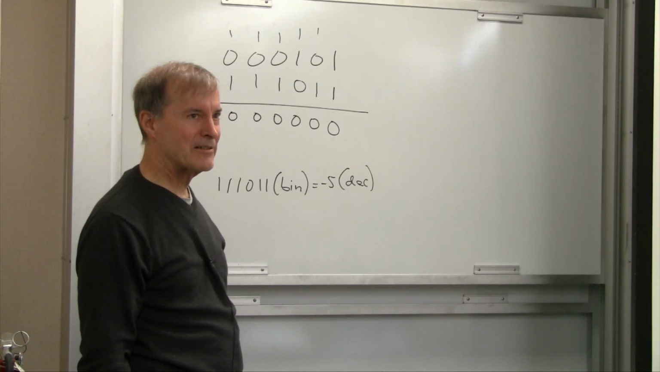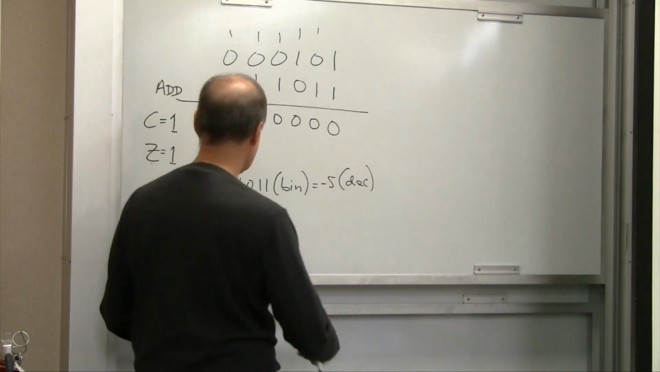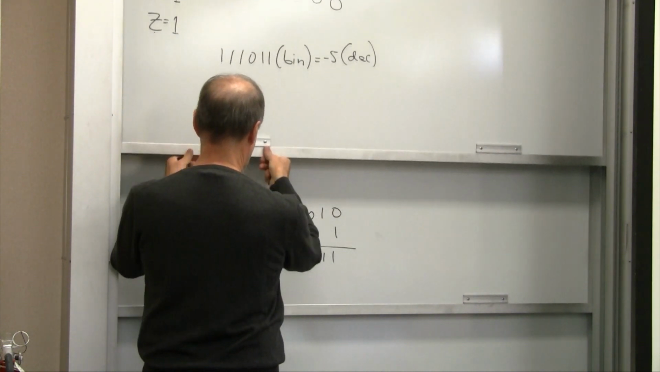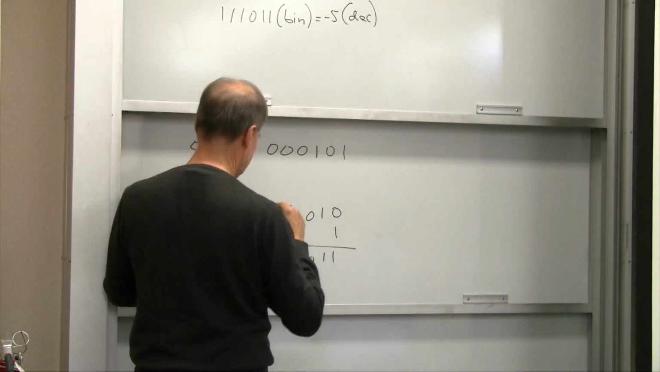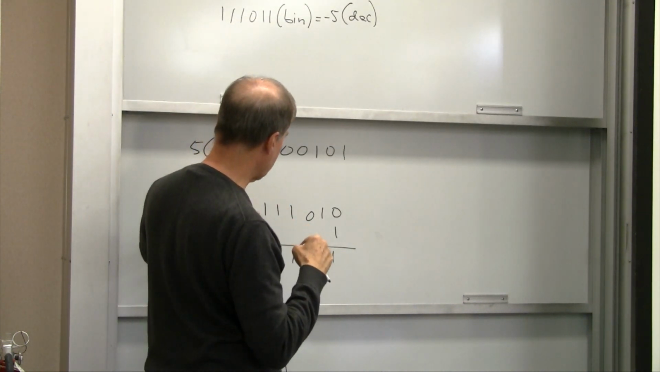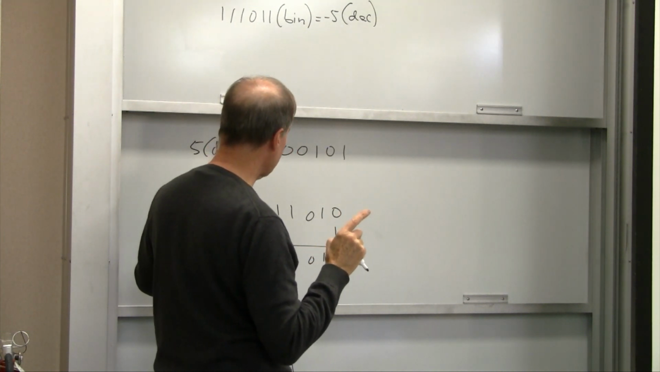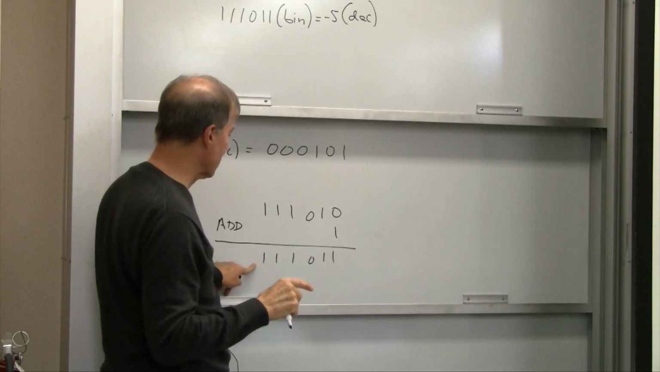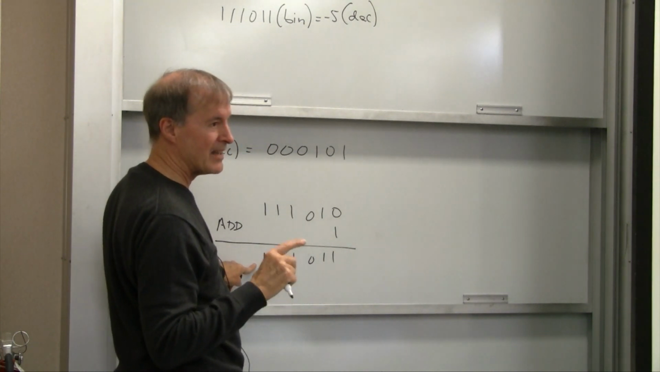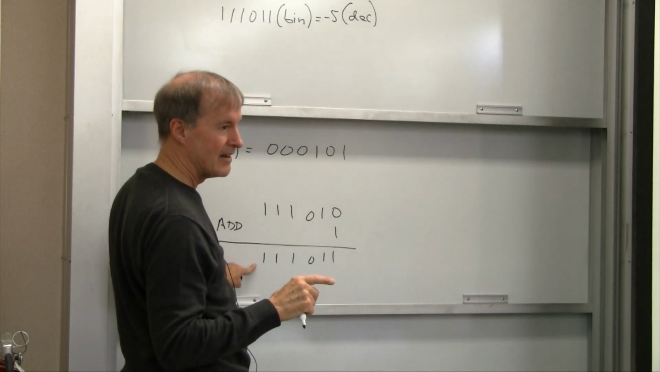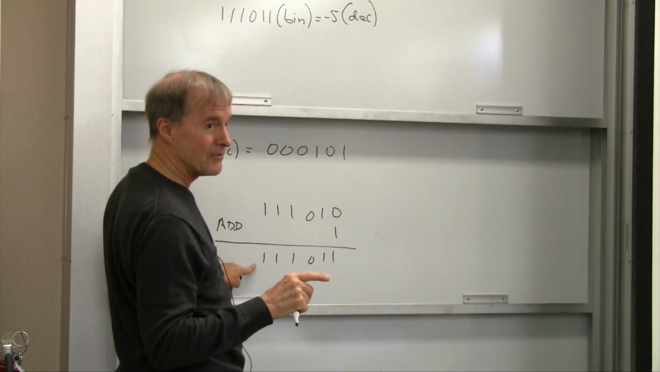You see that pattern? Are you with me on that? Okay. So this is negative 5. You flip the bits, you add 1, that's how you negate a number. Now if this is going to work, what should happen if you negate negative 5? What should you get? You should get positive 5.